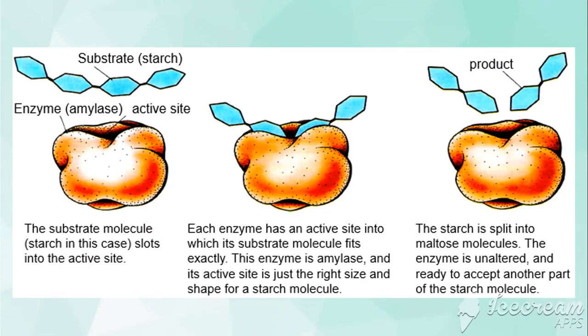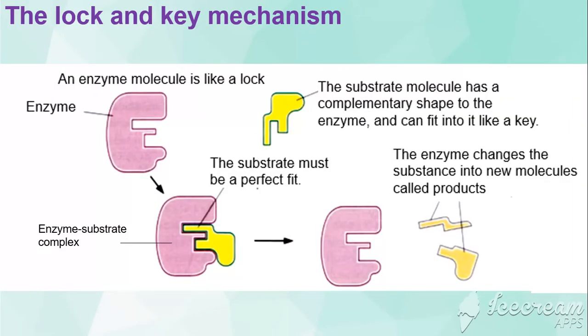The action of the enzyme can be better explained by using the lock and key mechanism. An enzyme works by allowing the molecule of the substance on which it is acting to fit into it. The fit has to be perfect. The enzyme is like a lock, into which another molecule fits like a key. We say that the shape of the enzyme and the shape of the substrate are complementary to one another. Here, they form the enzyme substrate complex, and at the end, the substances form products.